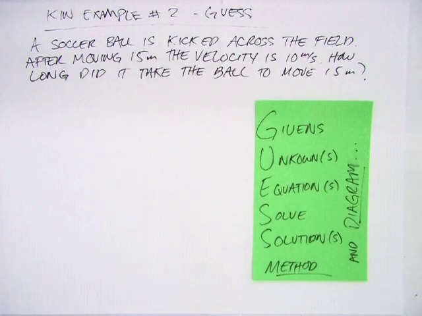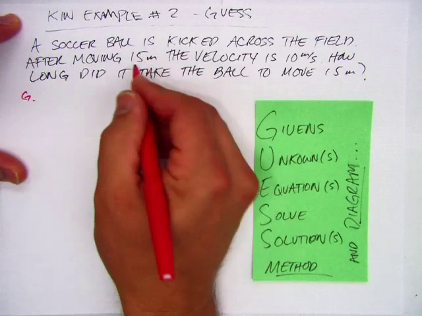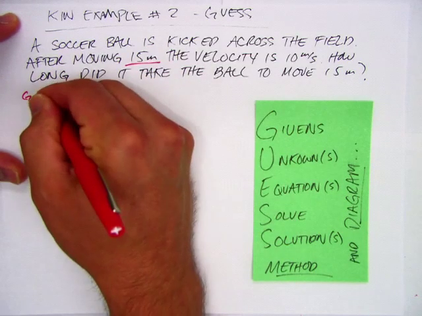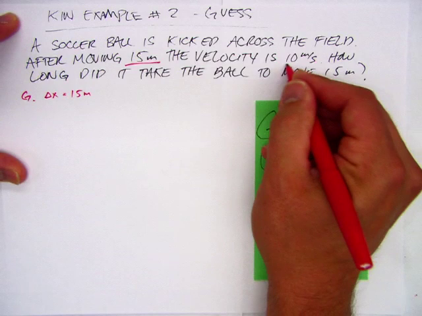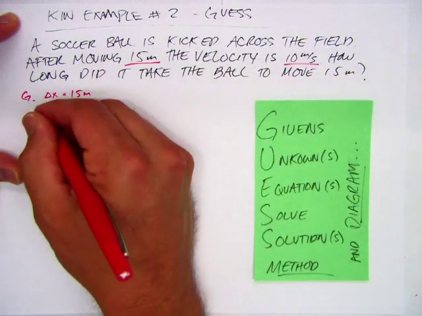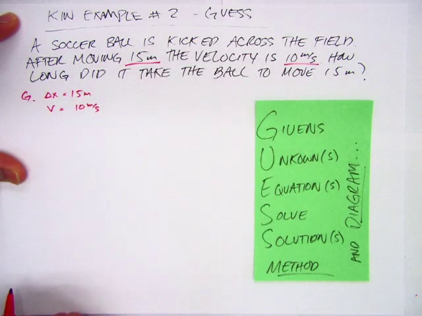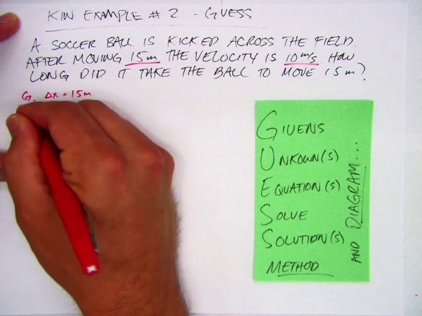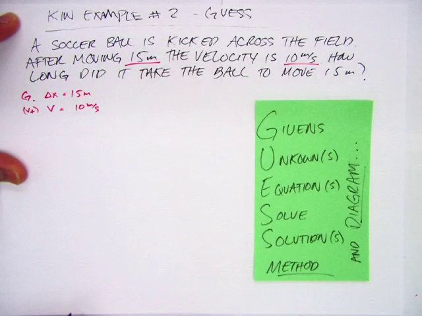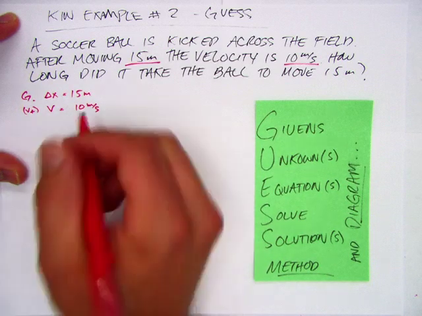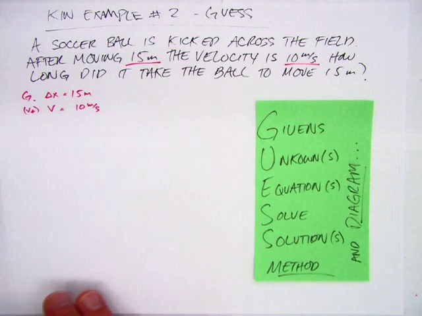Givens. Well, I'm told that it moves 15 meters, which is a distance, so my delta x is 15 meters. After 15 meters, the velocity is 10, so that's a final velocity, 10 meters per second. Sometimes we just say VF, sometimes we say V. If it's not V naught, V0, you can assume it's a final velocity. And that's all we know, nothing else.